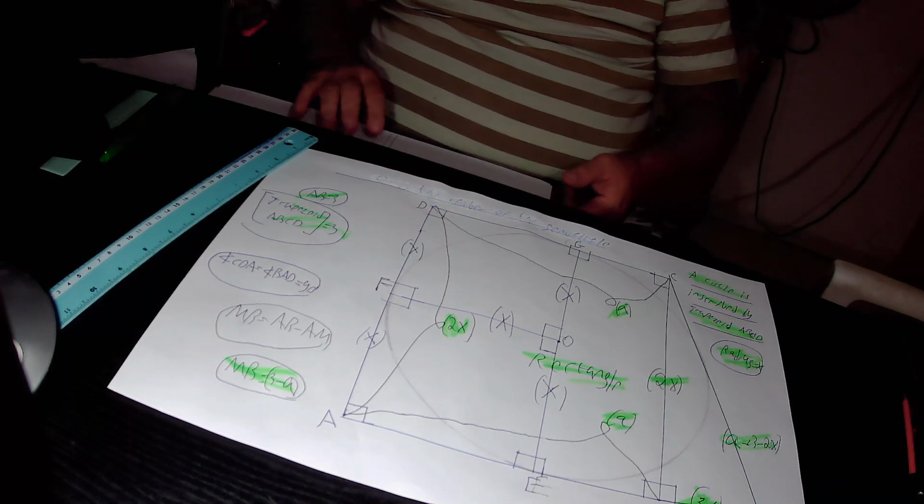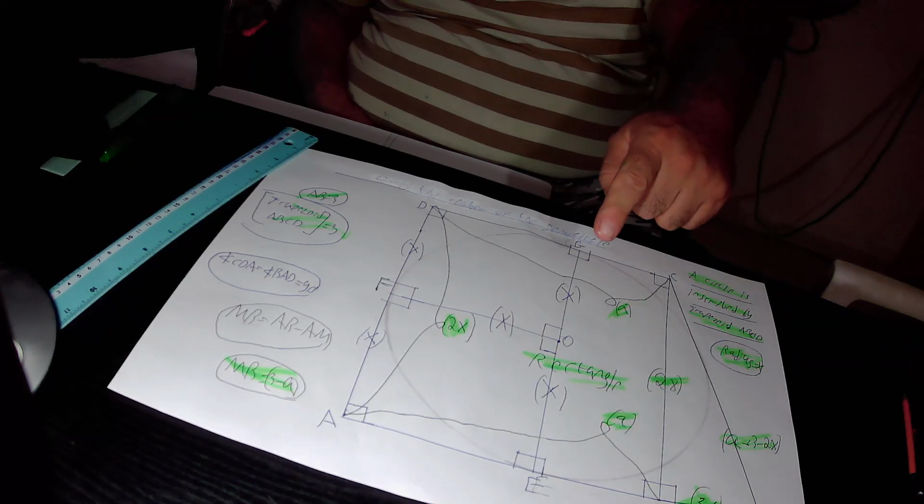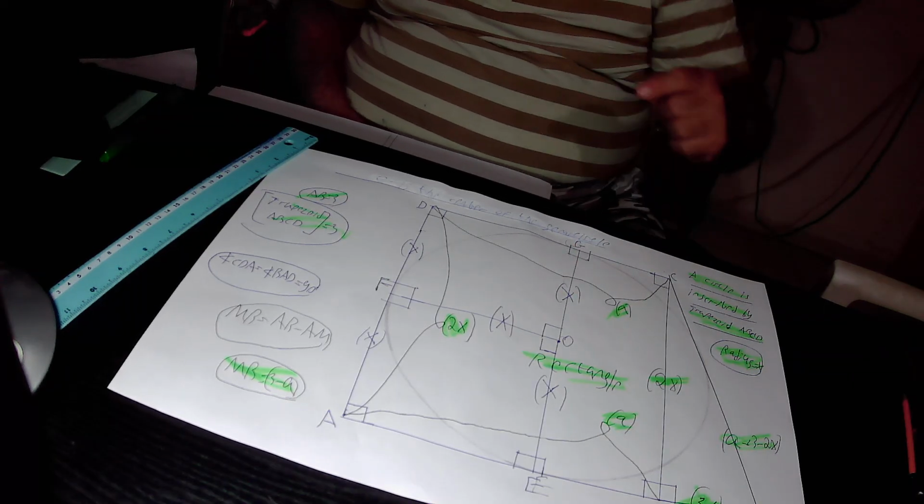So first of all, we define the relevant points of this question with letters. We define the center of this circle. This point is point O.